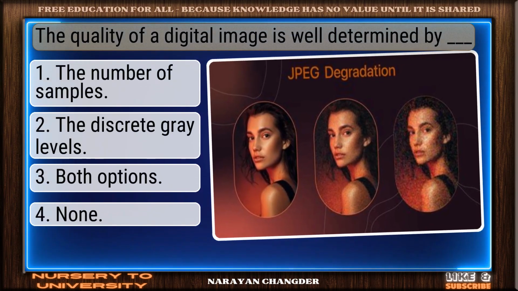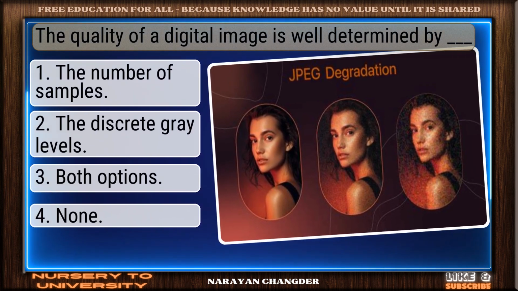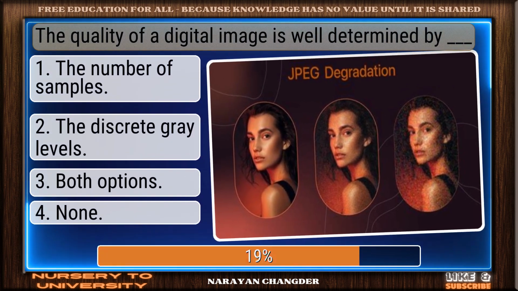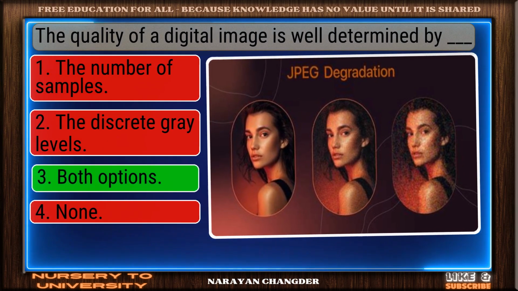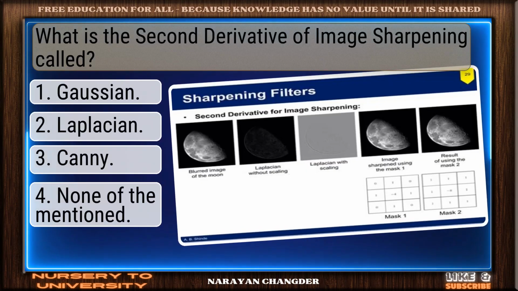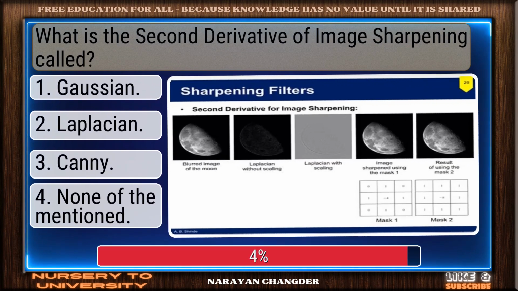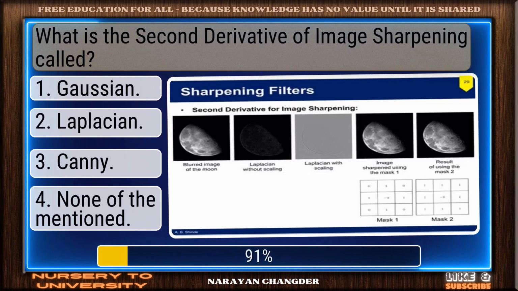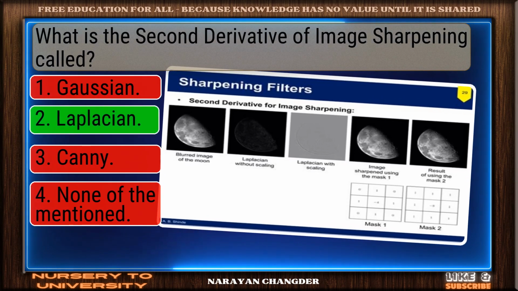Question number 48. The quality of a digital image is well determined by dash. Exactly. Both options make sense, and it is right choice. Question number 49. What is the second derivative of image sharpening called? Smart move. Laplacian is an accurate answer.